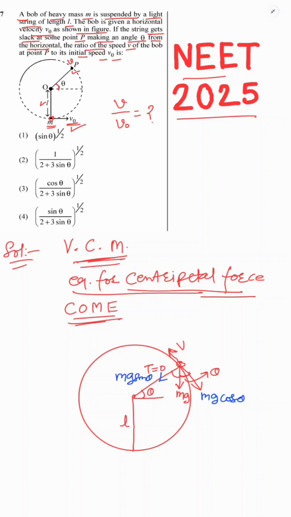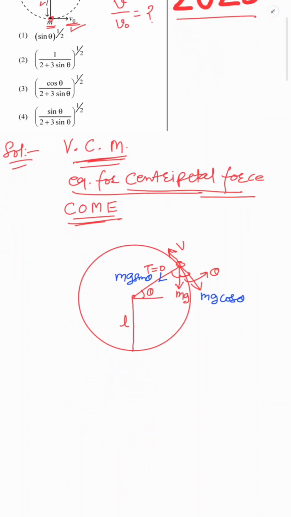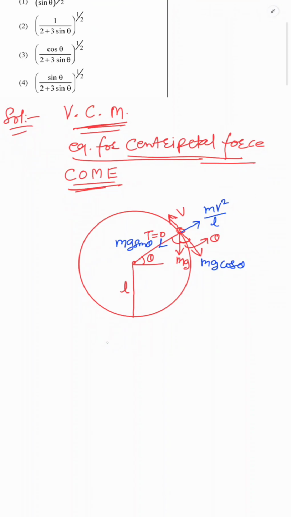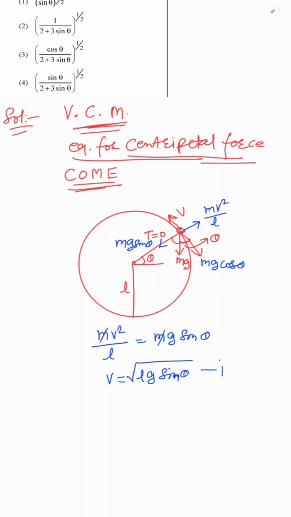And the centripetal force acting on the particle is mv square upon r, and r is L here. So from here we can write mv square upon L is equal to mg sin theta. So v will be, m and m cancelled out, the square root of Lg sin theta. That is our equation number 1. Now we can apply COME, conservation of mechanical energy.